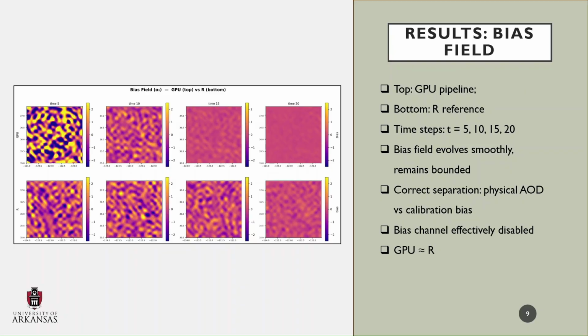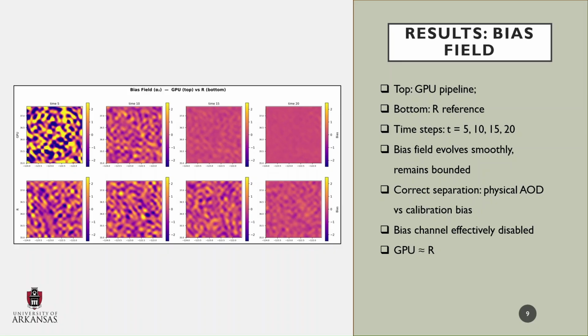Now let us look at the results. I want to start with the bias field validation. If you look at this slide, you will see bias field maps from our GPU pipeline on top and from the R reference implementation on the bottom, at 4 time steps, t equal to 5, 10, 15, and 20. There are several important things to observe.